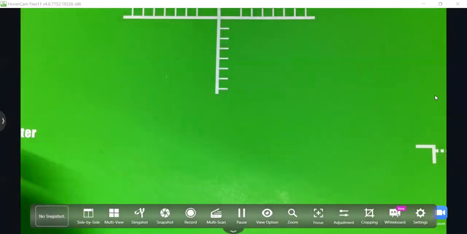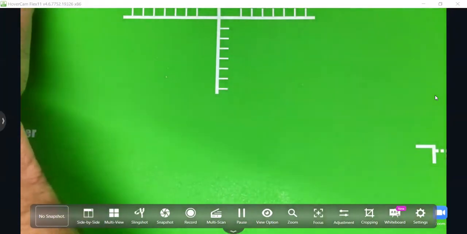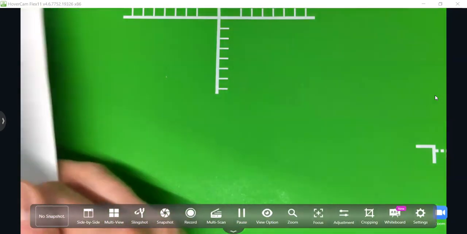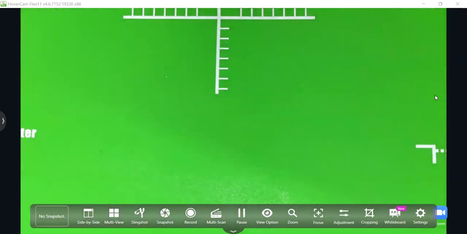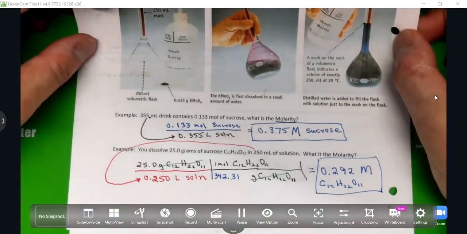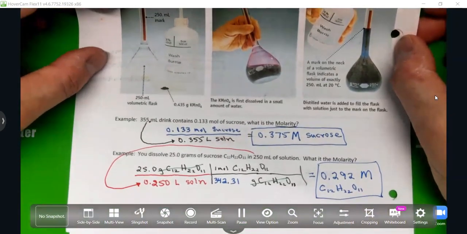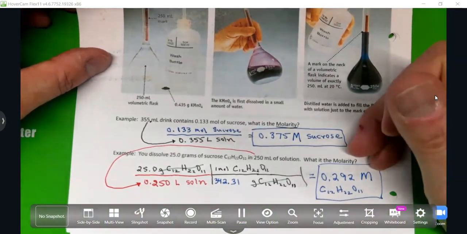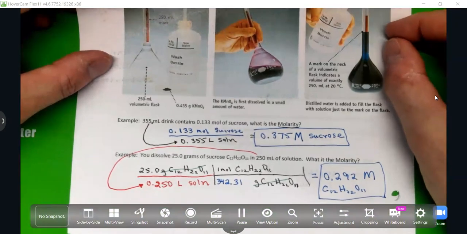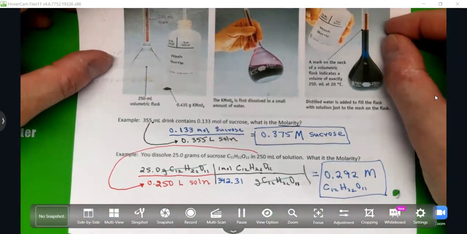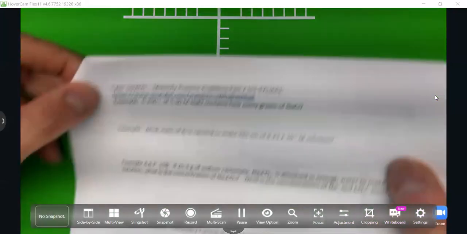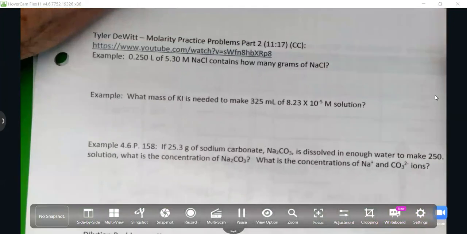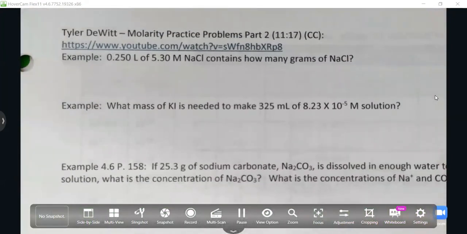So let's look at where we left off. Well, we did the first 2 molarity examples down here. So what is molarity again? It's moles per liter of solution. Moles per liter of solution. So let's go to the next page here, page 9. Just a couple more molarity ones.